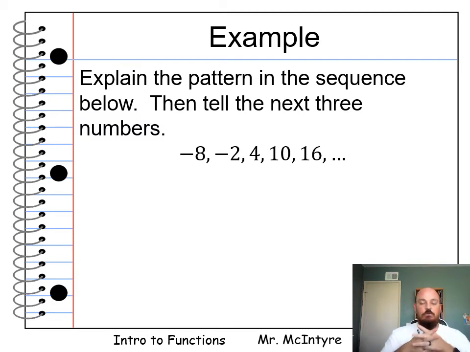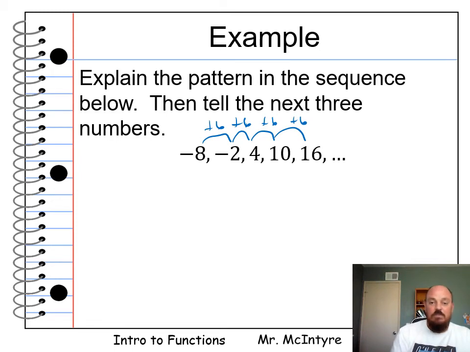But after you look at it for a little while, what you might notice is the pattern is that we are adding 6 each time. So if I take negative 8 and I do plus 6, I get negative 2. And if I take the negative 2 and add 6, I get 4. And then you get into the positive numbers. It's a little easier to recognize. 4 plus 6 is 10. 10 plus 6 is 16. So for the explaining part, explain the pattern, I would say you're adding 6 each time.